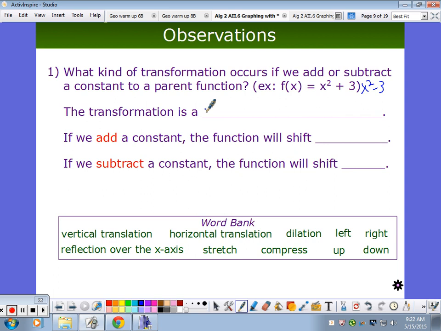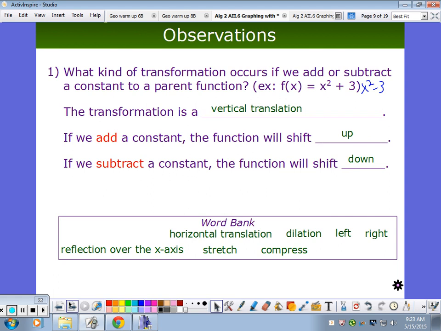And this was the one that moved up or down, right? So I'm going to call this a vertical translation. I've got my little keywords. See how cool that is? For me, I don't have to write it, but you do. Now if we add a constant, it will shift up. And if I subtract a constant like this one, it will shift down. I'm saving myself writing. Of course you do that. Makes sense, right?